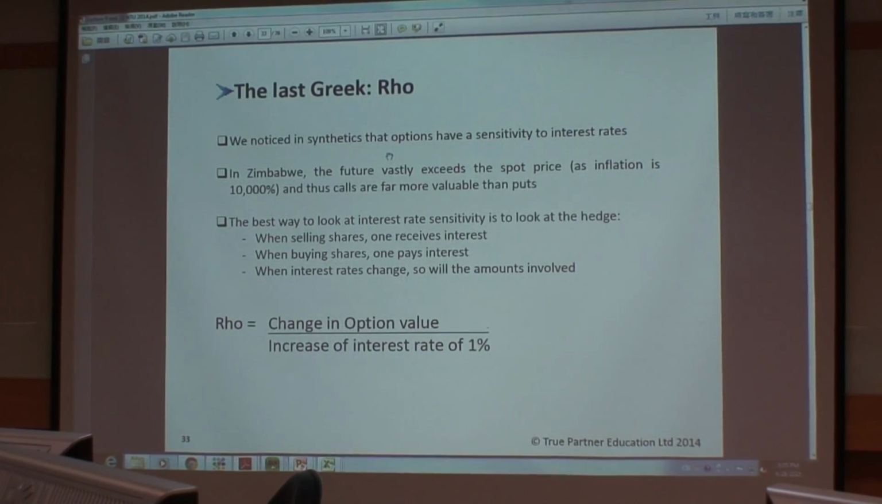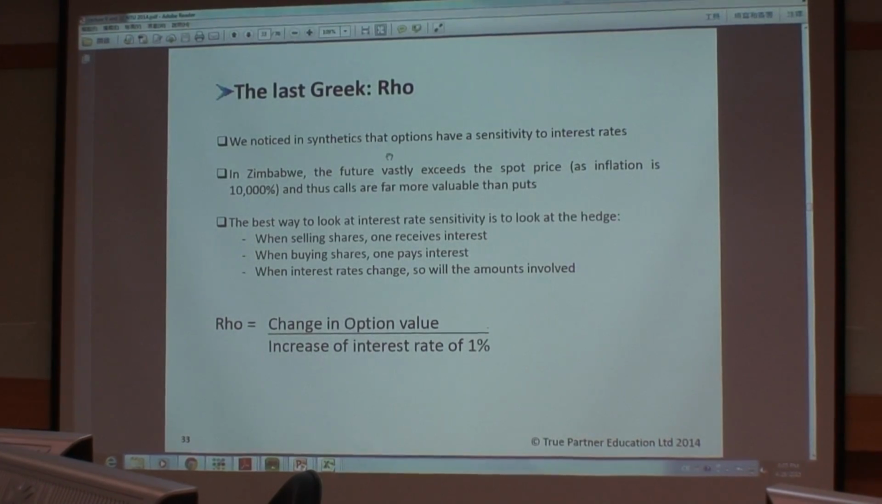Also maybe, how does it work in terms of hedging? We already did that too. If I buy a call, I hedge myself by selling stock. So if I sell stock, I receive money in my bank account. If the interest rate rises, that's a benefit for me because I now get a bigger interest rate. So calls tend to change positively if the interest rate goes up.